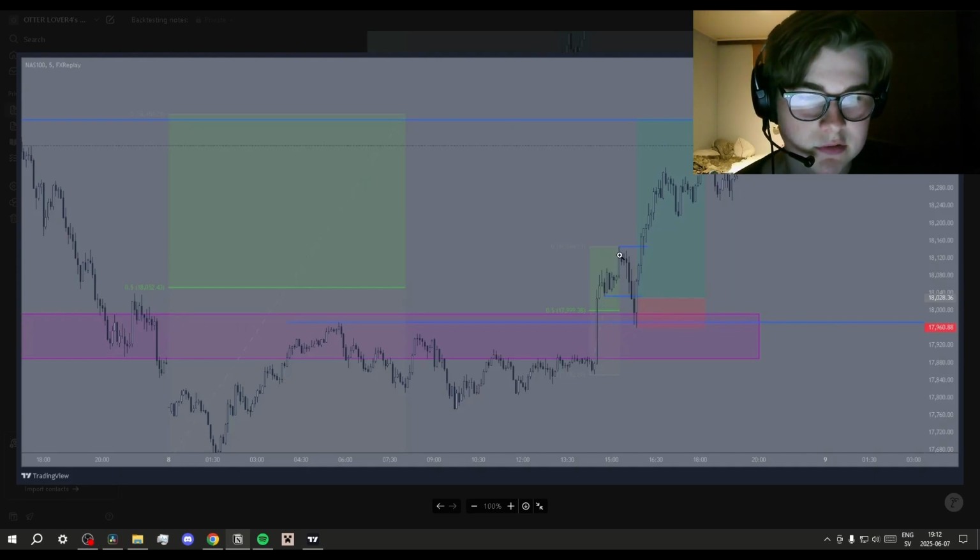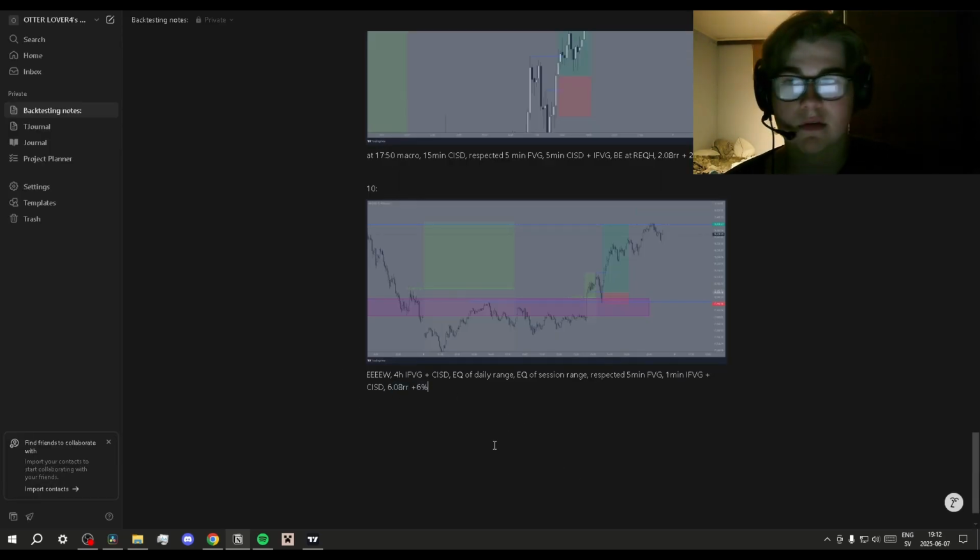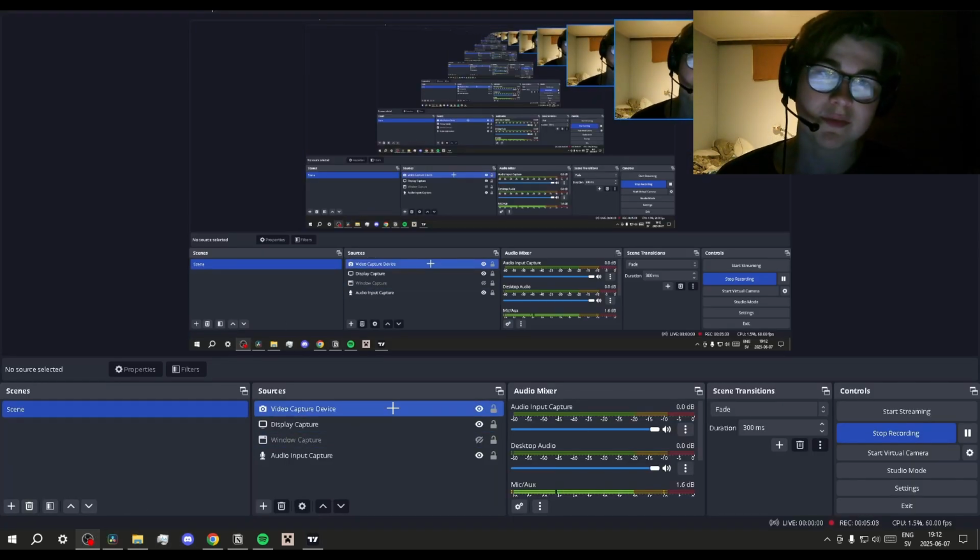We swept these lows, and right off of this, which is on the 5-minute, I should have taken this on a 1-minute maybe. But I wanted to show the bigger time frame for this one. So we got that 1-minute IFVG and CISD right here within these few candles, and I took that fat 6%. So those are the trades that I took for this backtesting session.